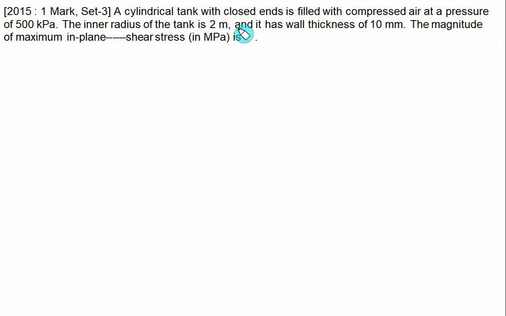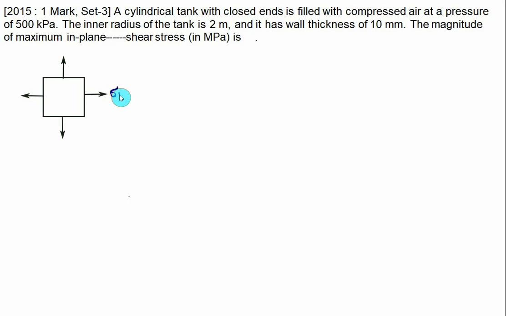A cylindrical tank with a closed end is filled with compressed air. It means that the pressure is uniform and is given as 500 kilopascal. The inner radius of the tank is 2 meter. It has a wall thickness equal to 10 mm. The magnitude of the maximum in-plane shear, very clearly mentioned, in-plane shear. In-plane shear means that we have to show the maximum principal stress and the minimum principal stress, and only the Mohr circle for the two-dimensional state of stress. So we'll represent here the two-dimensional state of stress.